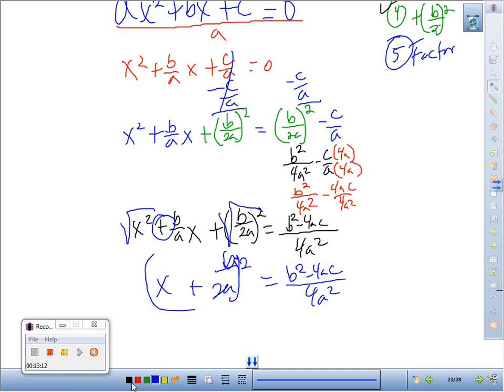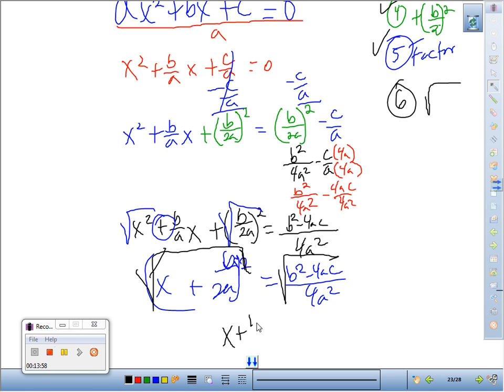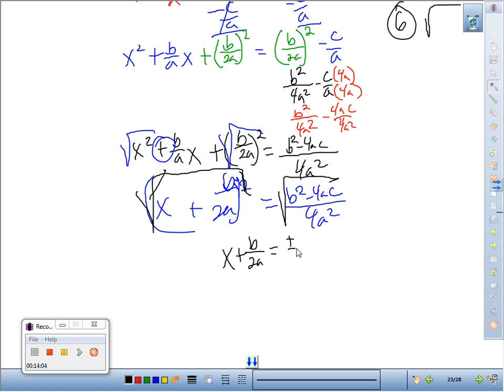Okay. And our last step. Step 6, what do we do? Take the square root here to cancel this square, and square it on this side. This cancels this. We're left with x plus b over 2a equals plus minus square root b squared minus 4ac over what? 2a.